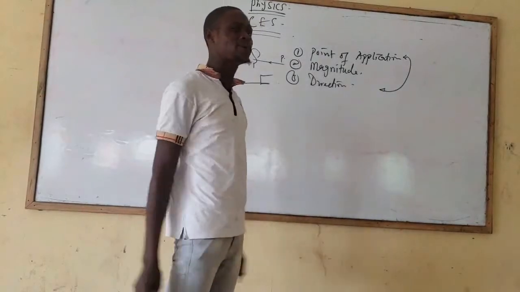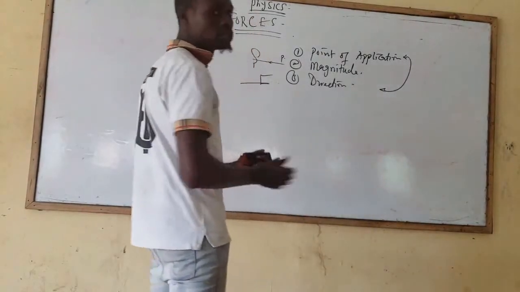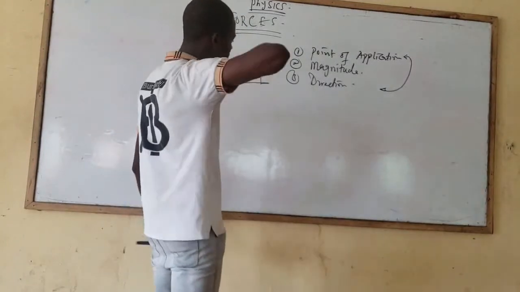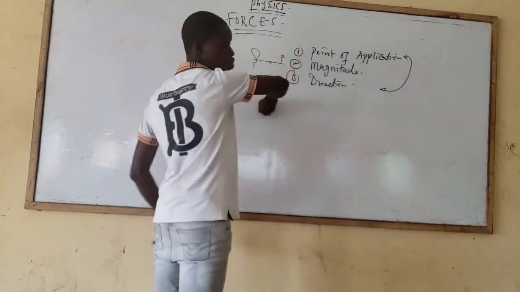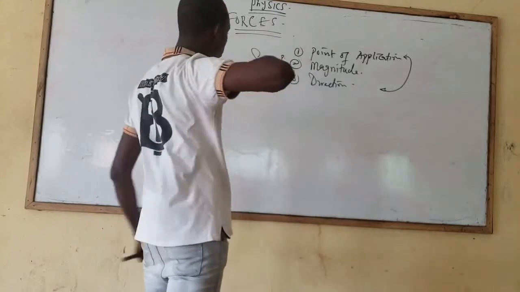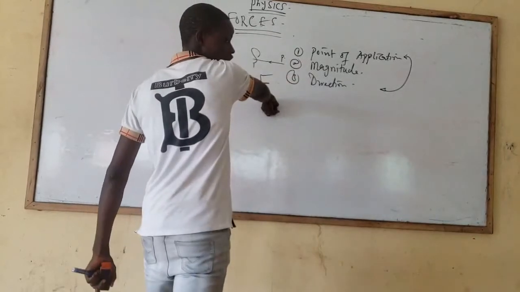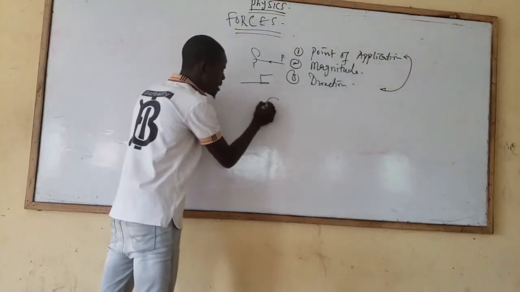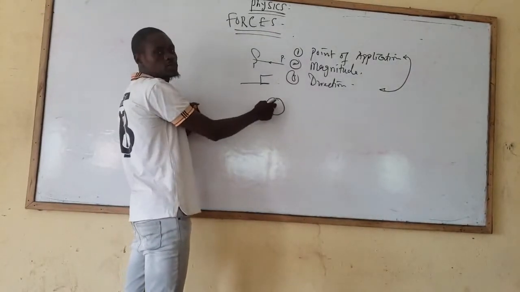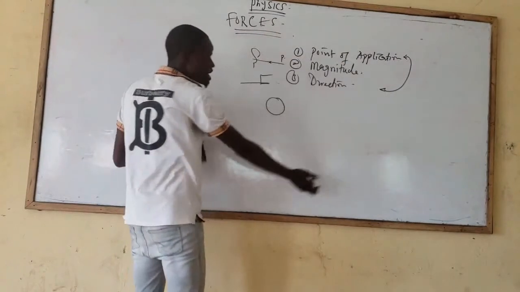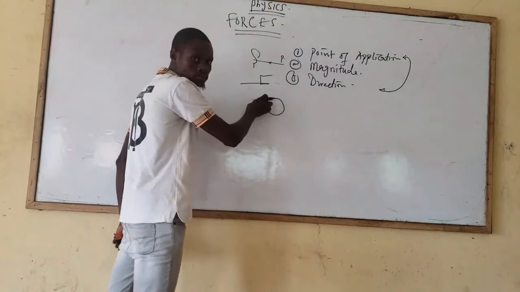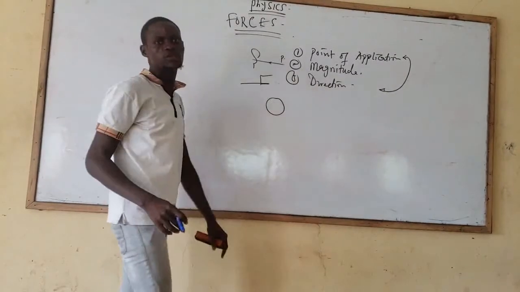What do you understand by point of application? Let's take a look at the board. If I exert a force on this position of this board like this, in a perpendicular direction to the board, the only point where my force is applicable is this point here. I have the whole area of the board, but my force is only applicable to this point alone. This is called the point of application of the force.